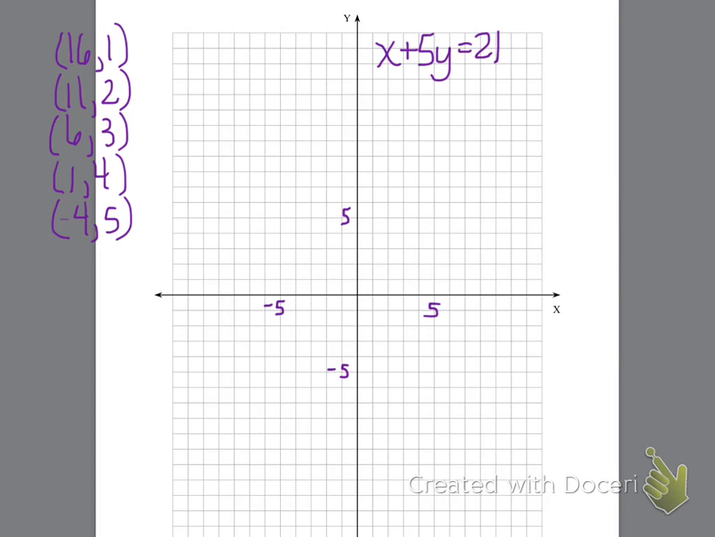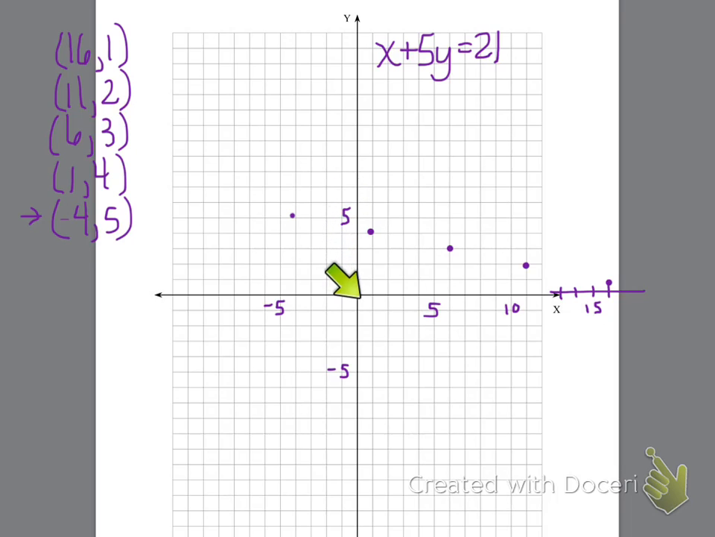So I'm going to start plotting these points, and I'm going to start from the bottom and go up. So we'll do this one first. If x is negative 4, y is 5. Negative 4, 5. So those of you who are still struggling, I went over here to negative 4 and up to 5. Okay, I'm going to continue plotting these points. Okay, so they're all plotted here.